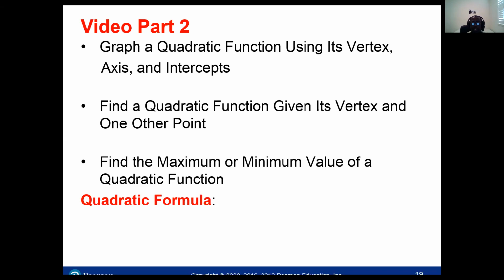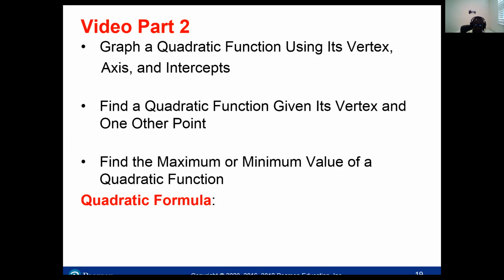Graph a quadratic function using its vertex, the axis, and then the intercepts. Find a quadratic function given its vertex and one point on it. In other words, you're going backwards: you have the function, you get a vertex and the axis. Here you are given the vertex and then a point, and you find the equation of the quadratic function. And then we also talk about the maximum and minimum values.